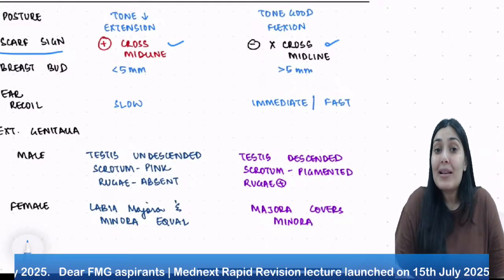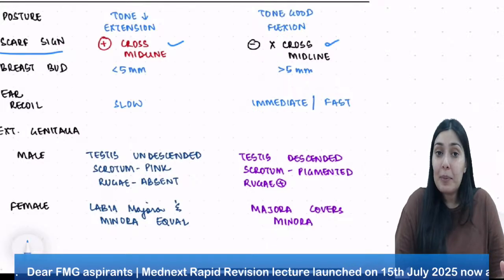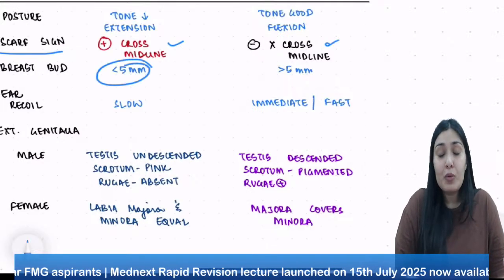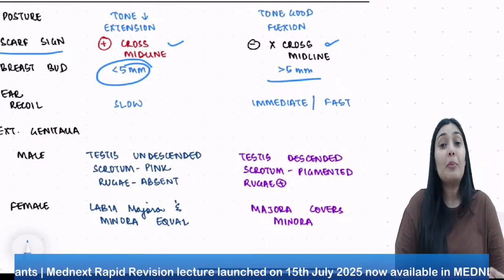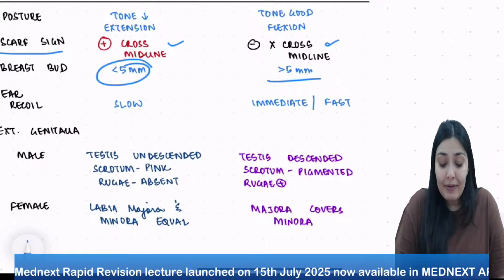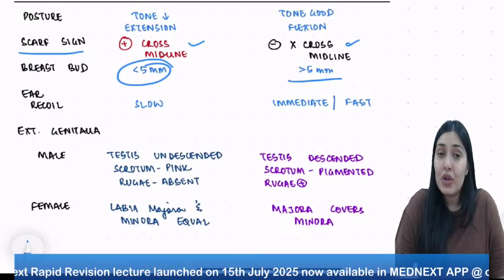Physically, if you look at the breast buds, they won't be developed in a preterm child, right? They will be less than 5 mm in a preterm child, whereas they would be very well developed, more than 5 mm, in a developed child or a term child.